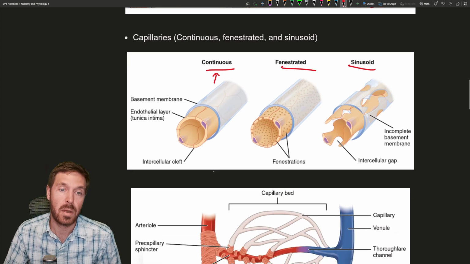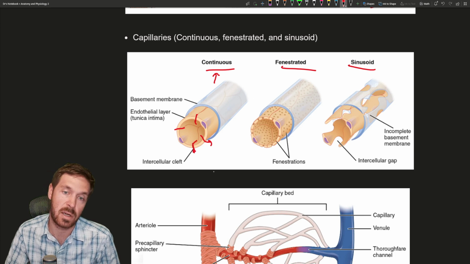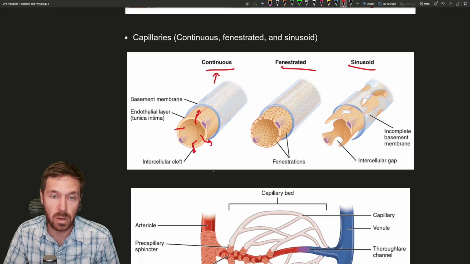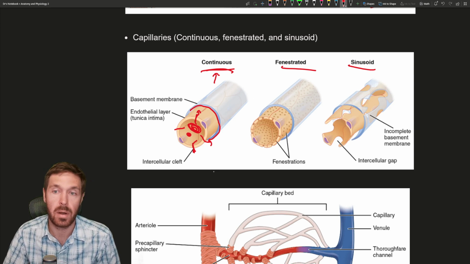Very, very common. So they just have this base endothelial layer, and between the cells, they have what are called intercellular clefts, and so stuff can move out via transcytosis through the cell, or they can move between these intercellular clefts. But it's a little bit more controlled. Large items like large proteins and red blood cells cannot move out, so they stay in there. And the basement membrane is also continuous all the way around, hence continuous capillary, because it looks like one solid piece all the way through.